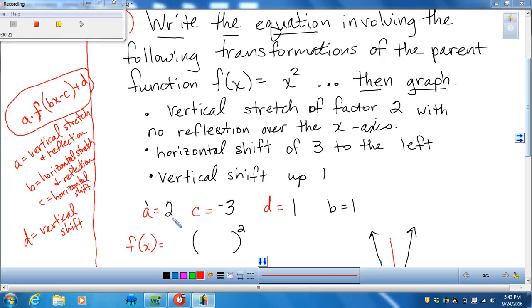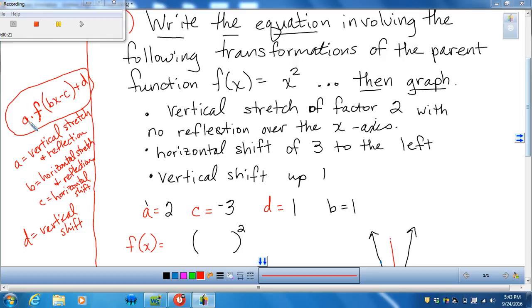So our a value is 2, c, horizontal shift of 3 to the left, is -3, and d, vertical shift up 1, so that leaves us with a d of 1. And b, which was not mentioned in our transformations, is therefore also 1. So now we're going to plug into our general formula. Our a value gets multiplied by the function with b times x on the inside. Take away our c value, adding d at the very end.